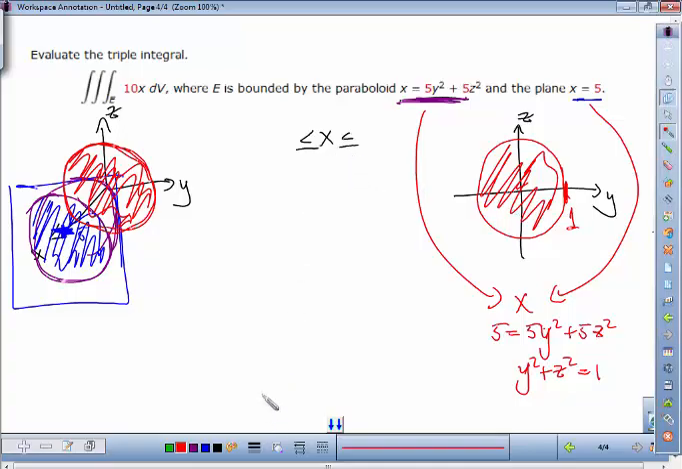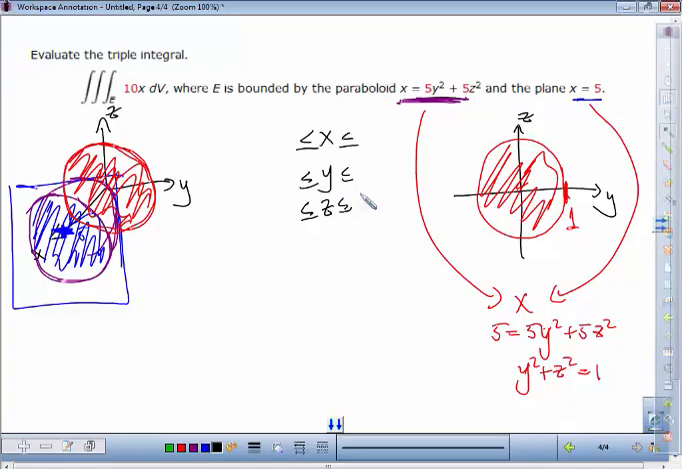Now, how you want to deal with that is your own business, y and z. But I have a suggestion for this. What's my suggestion? Go polar. Right? It's a circle. But let's set it up in Cartesian coordinates first. And then we'll talk about going into polar coordinates after we get this integral set up.